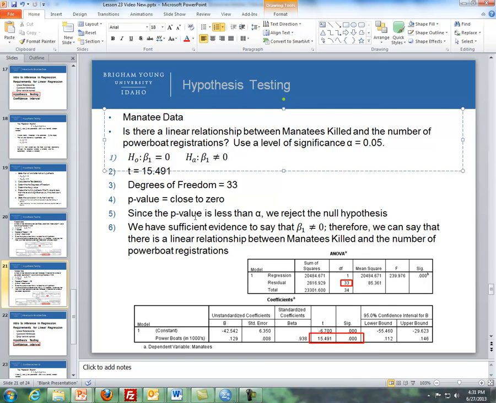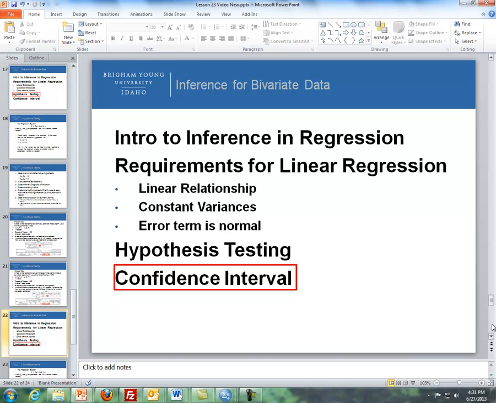So since our p-value is less than alpha again, we reject the null, and we have sufficient evidence to say that the true slope is not equal to 0. Therefore, we can say that there is a linear relationship between manatees killed and the number of powerboat registrations. Lastly, I want to talk about confidence intervals.